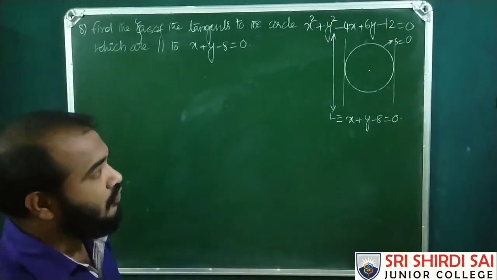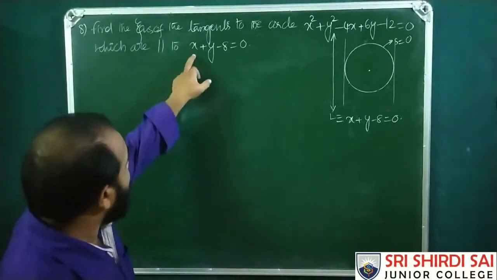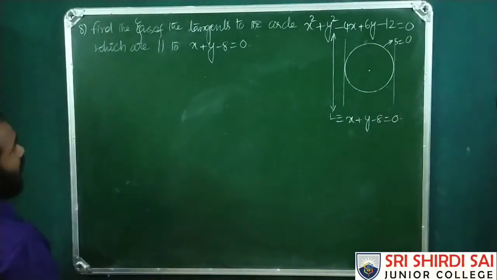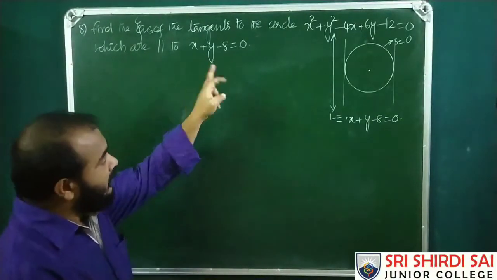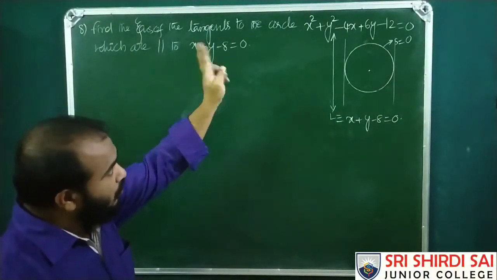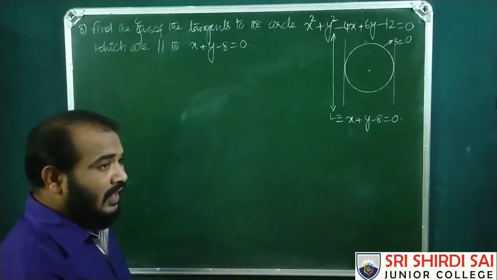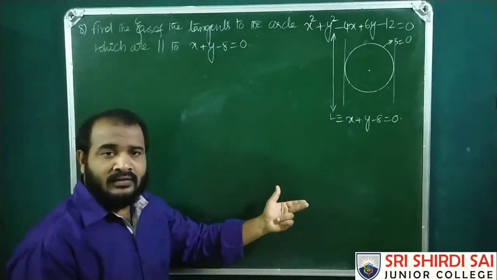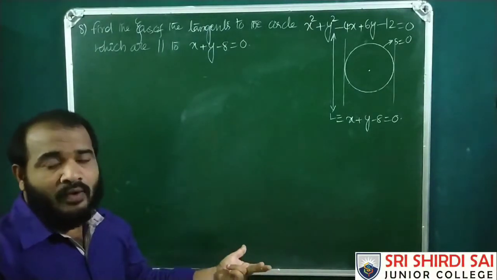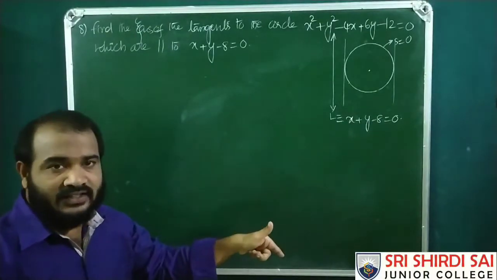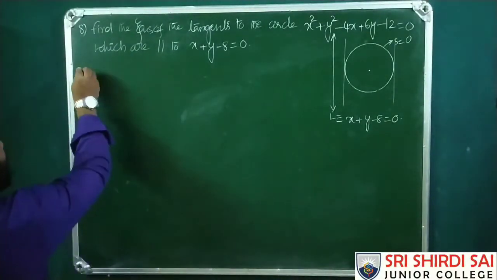Here the point P(x1, y1) is not given, but the line is given. So the equation of the tangent at P(x1, y1) to the circle S = 0 is S1 = 0, and we have another equation of the tangent formula. What is that? Slope form of the tangent.